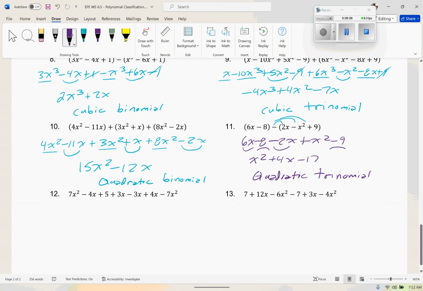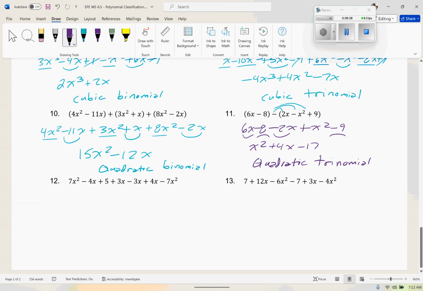Number 12, we don't have any signs to drop. We just need to start combining like terms. So I have 7x squared minus 7x squared. Those cancel. And I have negative 4x and positive 4x. Those cancel each other out. And I have positive 3x. Those cancel. So I just am left with a 5.